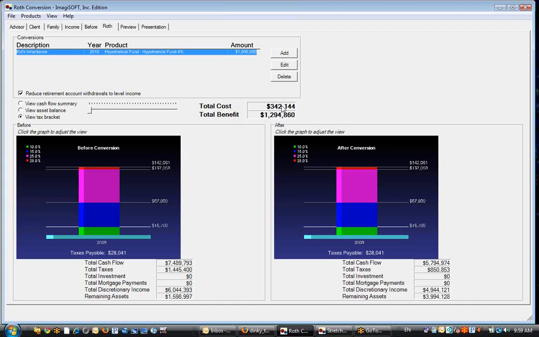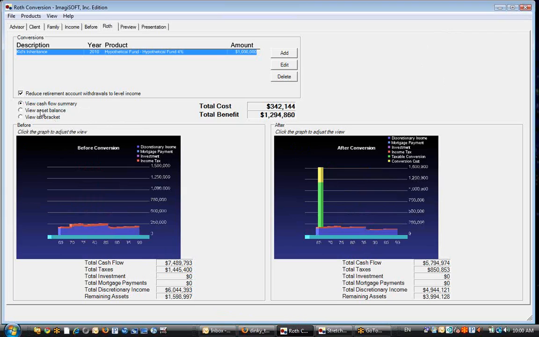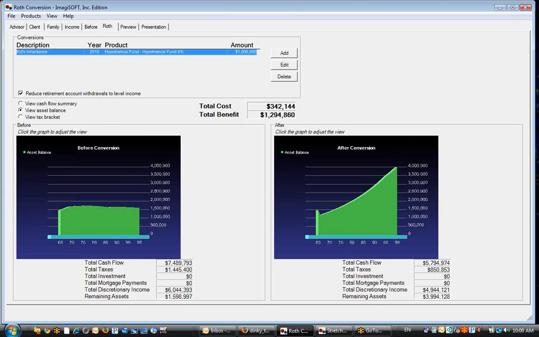Okay, if the CPA puts his rubber stamp on it, just based on what we're looking at here, we're looking at about a $1.3 million benefit for an upfront investment of $342,000. And they say, well, maybe I'd want to learn more about it. Well, I can certainly tell them more about it, so we'll go ahead and do that. So here's the cash flow summary. Now, the middle one here is you can view the asset balance. And you can say, okay, Mr. Sample, this is where you currently are.